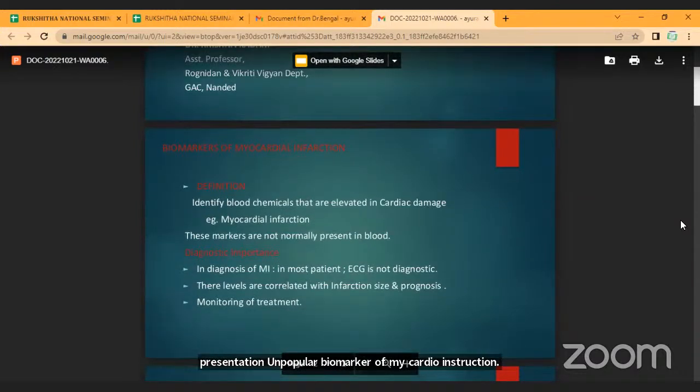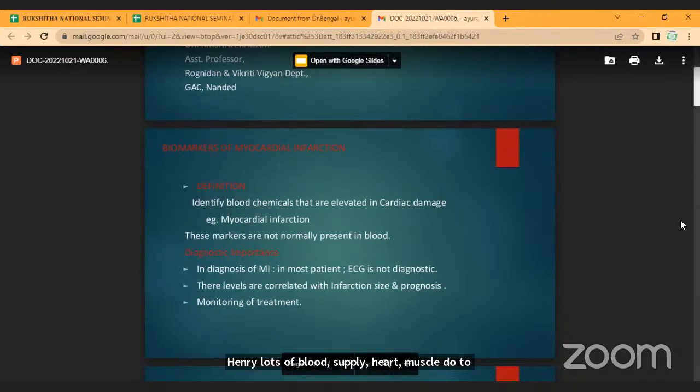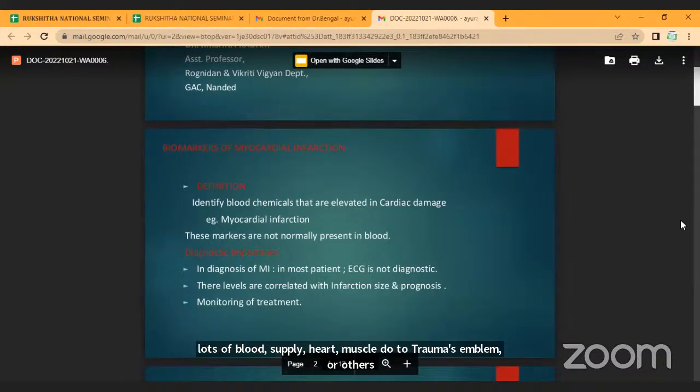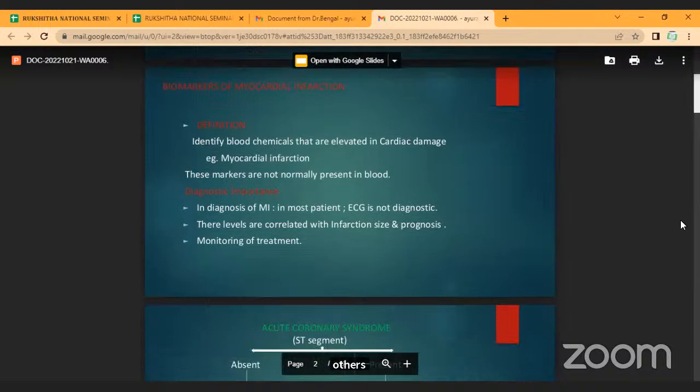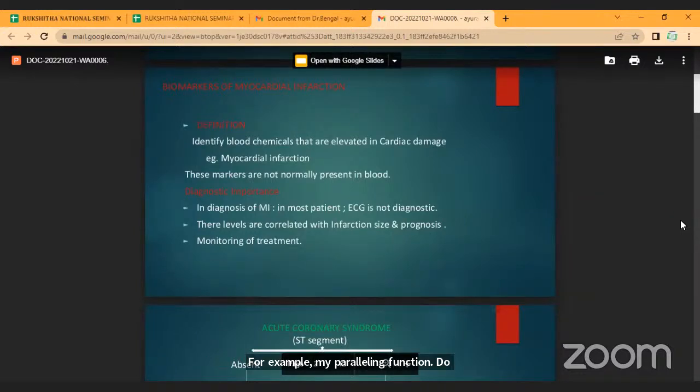As we know, myocardial infarction is a medical emergency condition in which there is loss of blood supply to the heart muscle due to thrombus, embolism, or others. Here we have to see the definition: biomarkers identify blood chemicals that are elevated in cardiac damage, for example, myocardial infarction. These markers are not normally present in blood.